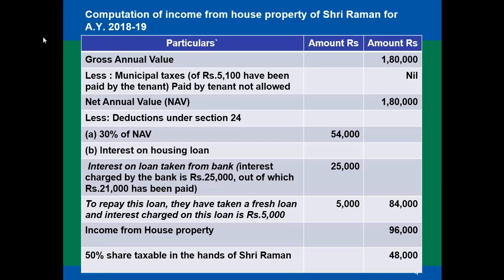So the income from house property will be 1,80,000 minus 84,000. So that will be 96,000. So income from house property will be rupees 96,000. Since 50% of the house is owned by Raman, 50% share will be taxable in the hands of Shri Raman. So that will come to 48,000.